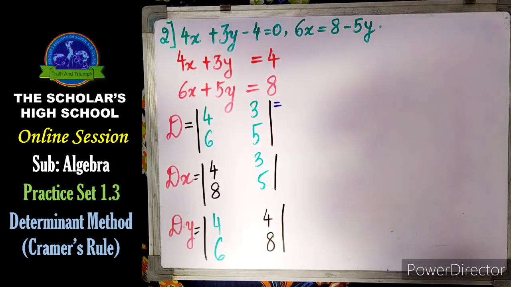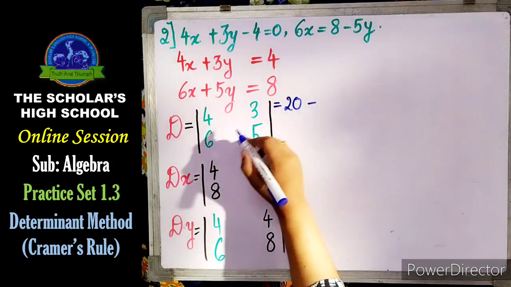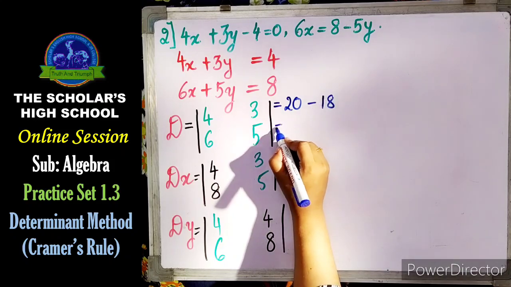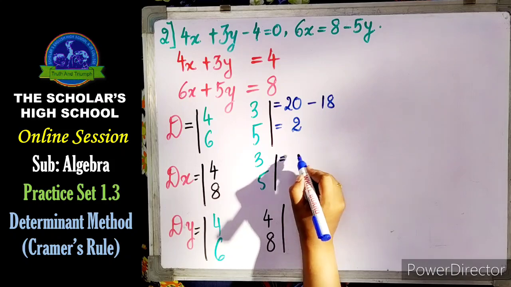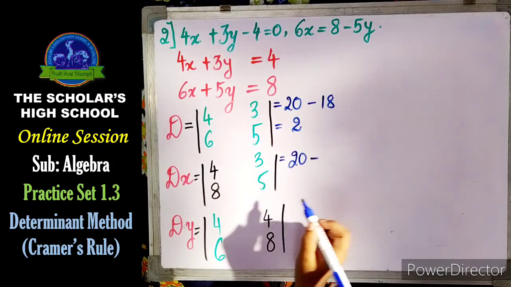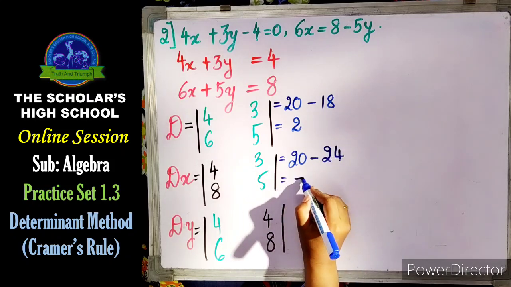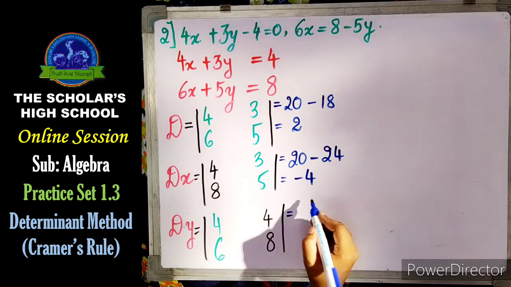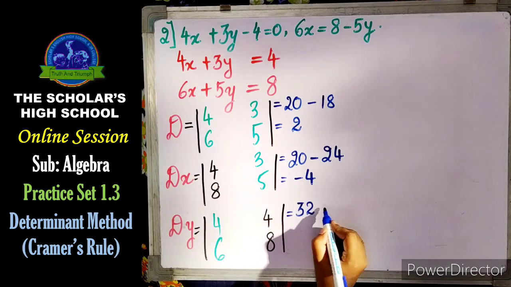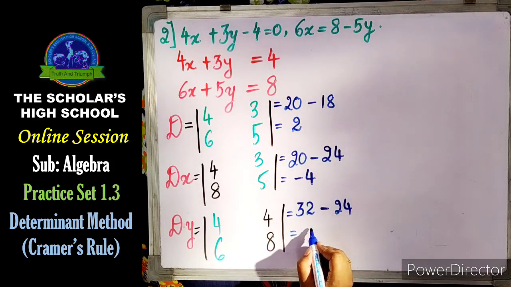I'm going to directly multiply it now, but you write in the multiplication form. 4 5s are 20 minus 3 6s are 18. So you will get 2. Again here, 4 5s are 20 minus 8 3s, or 3 8s are 24. So you will get minus 4. Here 8 4s, or 4 8s, are 32 minus 24. So when you subtract it, you will get 8.